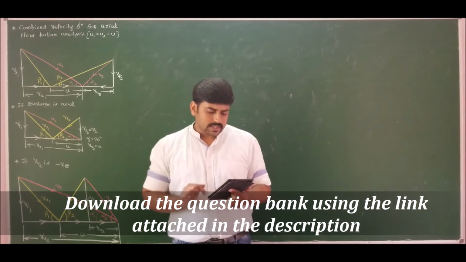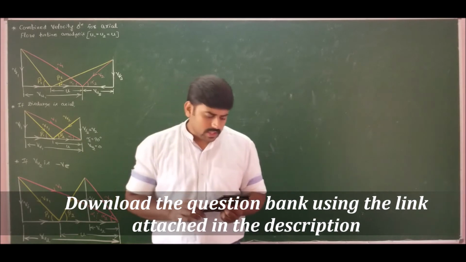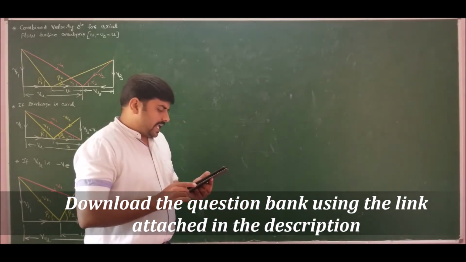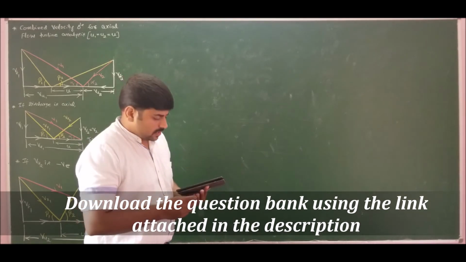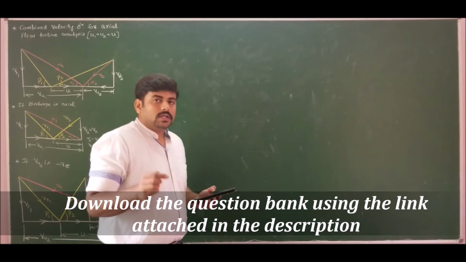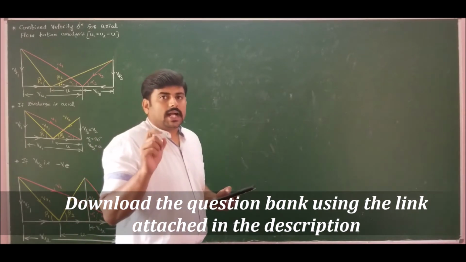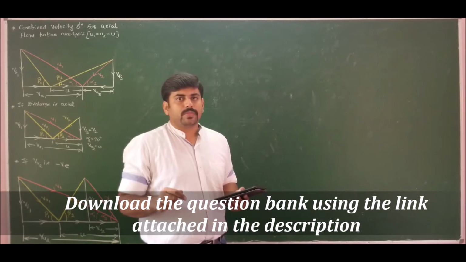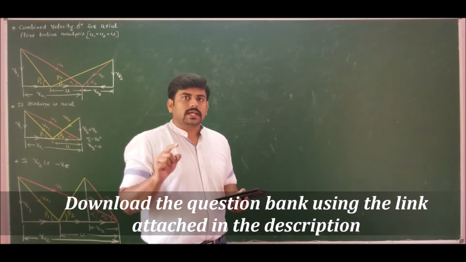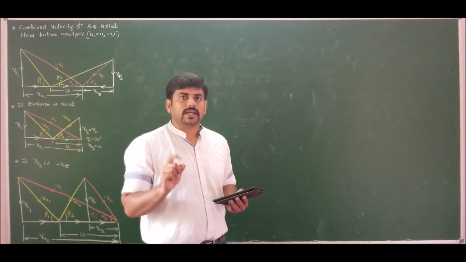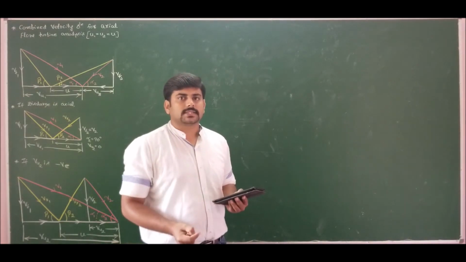The first problem on steam turbine states that steam emerges from the nozzle of a D-level turbine. Let me list the data given for the first problem. The question bank is attached in the link given in the description below this video. Kindly click on the link given in the description to download the question bank. For that question bank, I will be giving the answers.